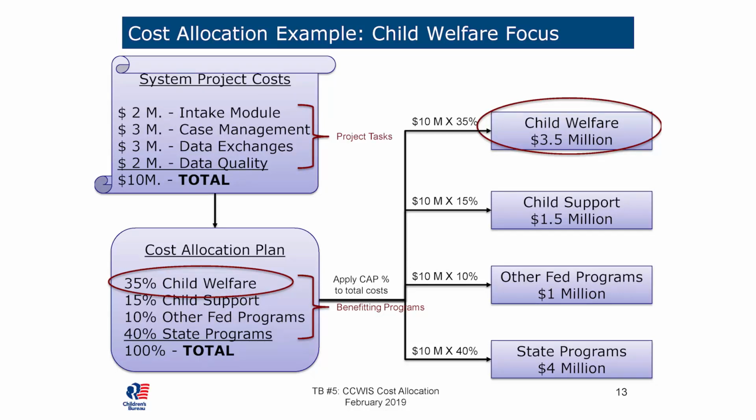These CCWIS rules only apply to certain child welfare costs. So we are going to focus on only the child welfare costs for the remainder of the presentation, as these are the only costs that may benefit from this more favorable CCWIS cost allocation rule.